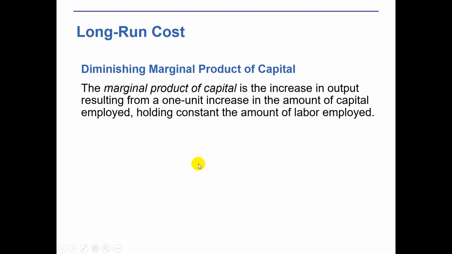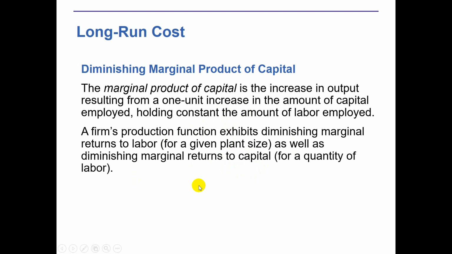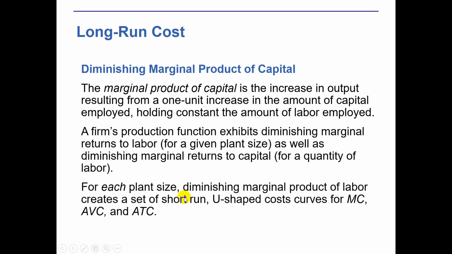If you just need to know the marginal product of capital, you just need to check the change in total output with the change of one unit of capital. So the firm's production exhibits diminishing marginal return to labor for a given plant size, as well as diminishing marginal return to capital for a given quantity of labor. For each plant size, diminishing marginal product of labor creates a set of short-run U-shaped cost curves for marginal cost, average cost, and average total cost.